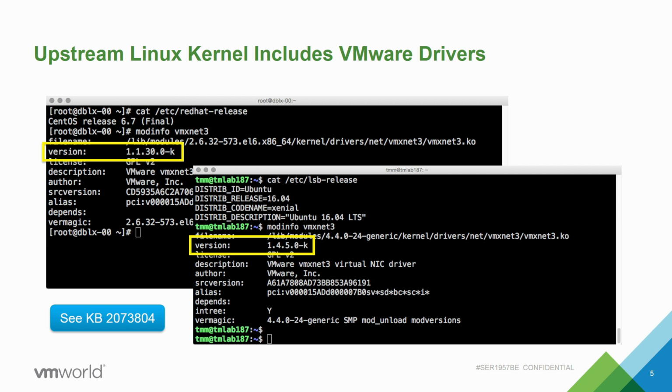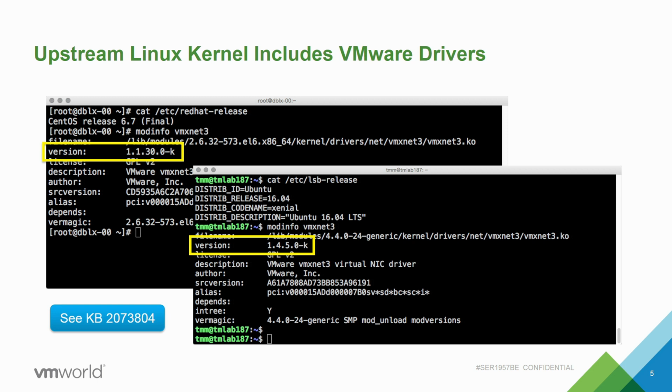And if you ever want to know or double check which drivers are present on your system, you can tell by running the command on the screen there, modinfo, and then the name of the driver. And if you see the -K at the end of the version number, that means this came from the upstream kernel source. It was not installed through tar tools or something like that.